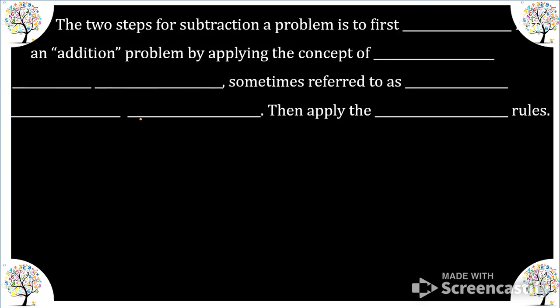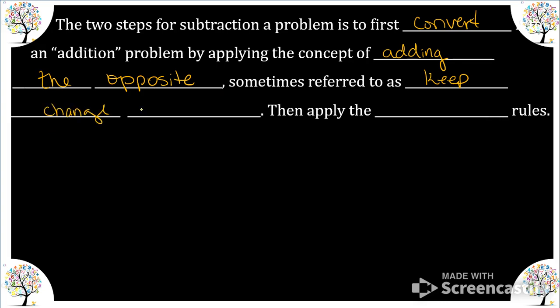The 2 steps for subtraction is to first convert to an addition problem by applying the concept of adding the opposite. So anytime we have subtraction and we're dealing with integers, we're going to apply add the opposite. And sometimes this is referred to as keep, change, change. So sometimes your teacher may say keep, change, change.